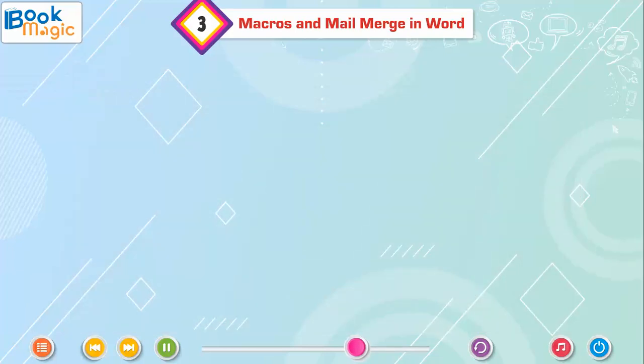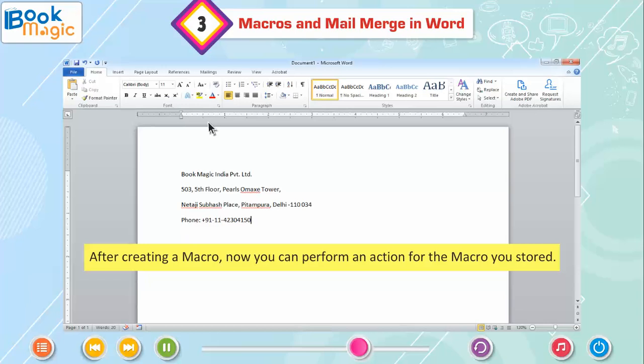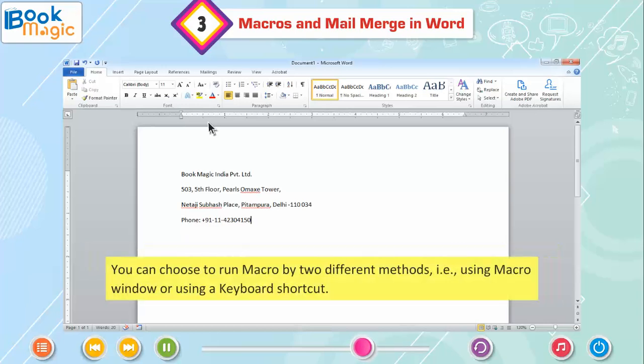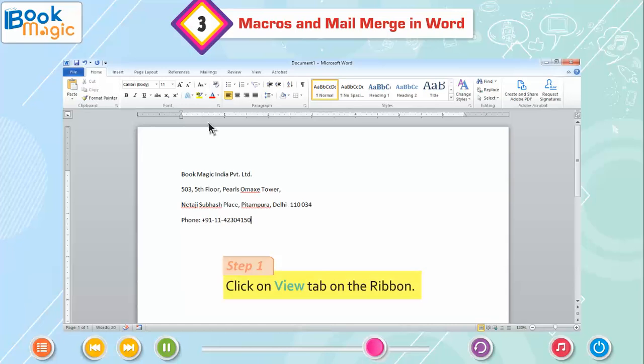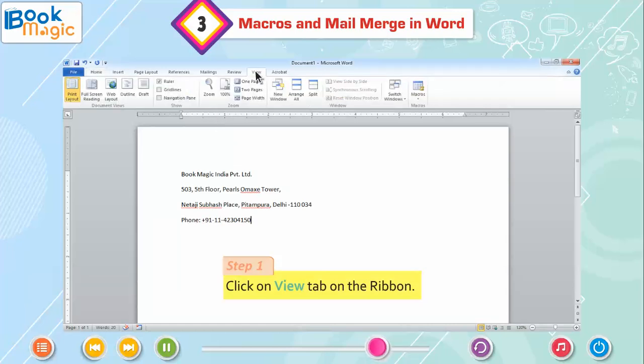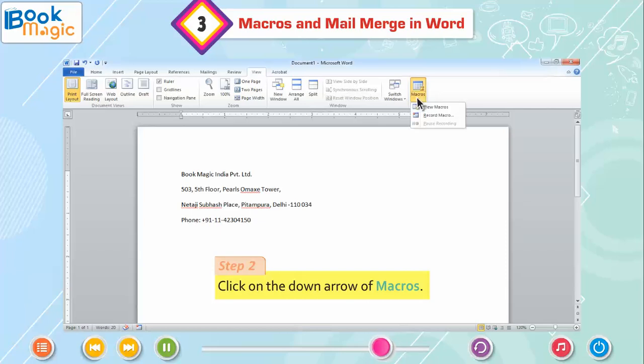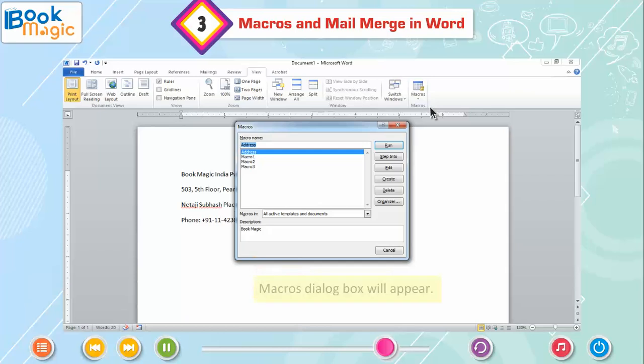Run a macro. After creating a macro, you can now perform the action for the macro you stored. You can choose to run a macro by two different methods, that is, using the Macros window or using a keyboard shortcut. Follow the given steps to run a macro by using the toolbar. Step 1. Click on the View tab on the ribbon. Step 2. Click on the down arrow of Macros. Step 3. Click on View Macros.